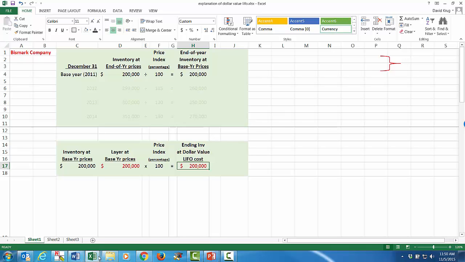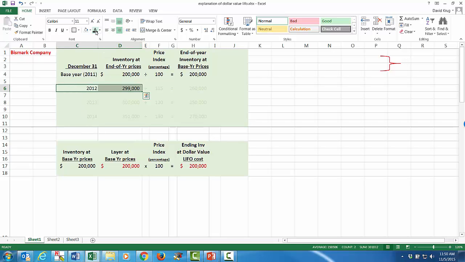So let's move to a year that is not the base year. Let's look at the next year of inventory. Let's look at 2012. And let's say we do a physical inventory at the end of 2012, and the inventory at the end of the year, or at end of year prices, is $299,000. Okay? Well, we look to see what the price index for this year is. And let's say that the price index is 115.